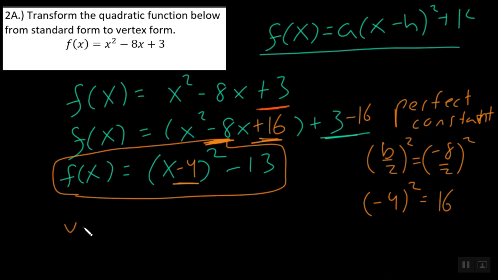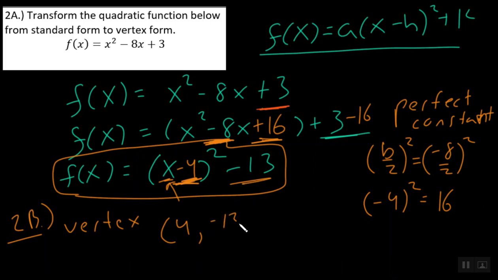Now, you also have to determine where the vertex is. Remember, our vertex is this value of x that makes this negative 4 equal to 0. So what's the opposite of negative 4? Positive 4, comma, negative 13. Boom, we have our vertex. Easy. All right, let's do one more. I know this is such a weird thing the first time you see it. So let's do one more example.